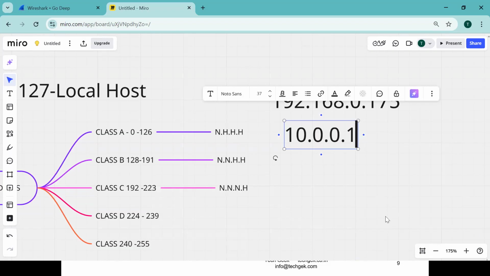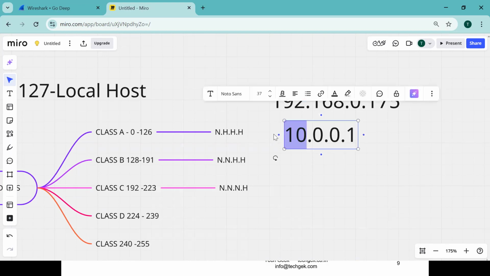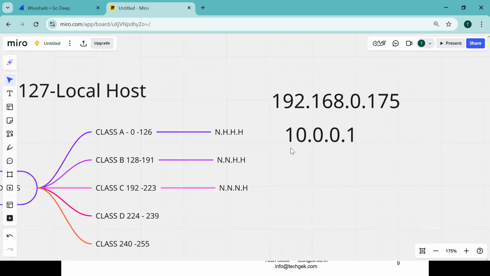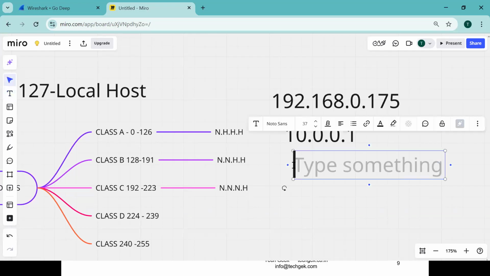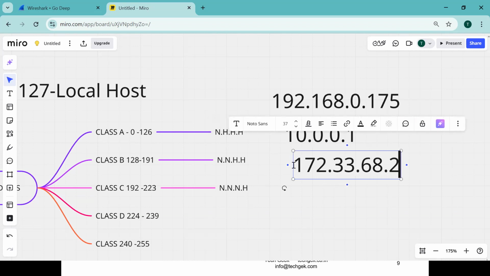So for a class A IP address, how many networks and how many hosts are there? It contains one network, and the rest is considered three hosts. 10.0.0.1 can be considered as a host here. So this is one network and three hosts. In the same way, let me give you another example. If I have another IP address like 172.33.68.21, which class does this belong to?